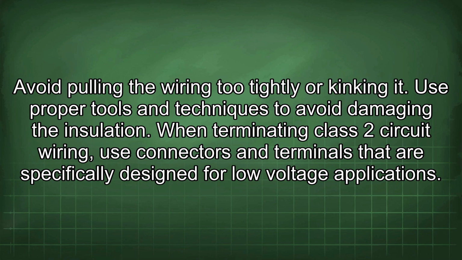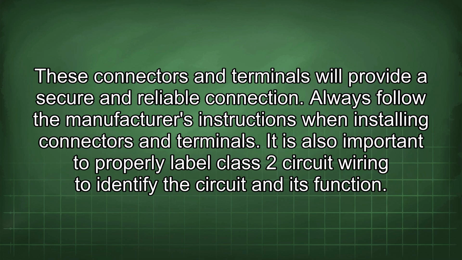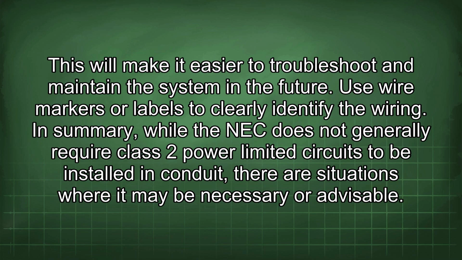When terminating Class 2 circuit wiring, use connectors and terminals that are specifically designed for low-voltage applications. These connectors and terminals will provide a secure and reliable connection. Always follow the manufacturer's instructions when installing connectors and terminals. It is also important to properly label Class 2 circuit wiring to identify the circuit and its function. This will make it easier to troubleshoot and maintain the system in the future. Use wire markers or labels to clearly identify the wiring.